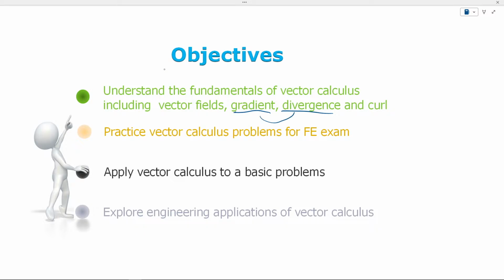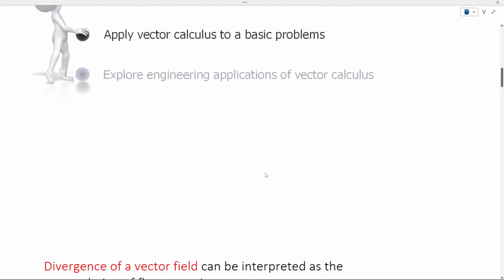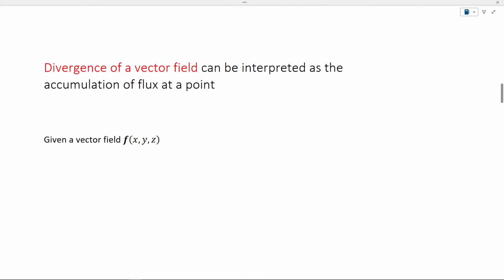In the previous video, I showed you how the gradient could be useful in optimization problems. In this video, I will show you how these two, gradient and divergence, could be very useful in describing flow, for example, in porous media, or contaminant or heat transport, or things like that. These types of equations. And similarly, we'll do an FE exam problem and some basic problems. Okay, so let's just get started.